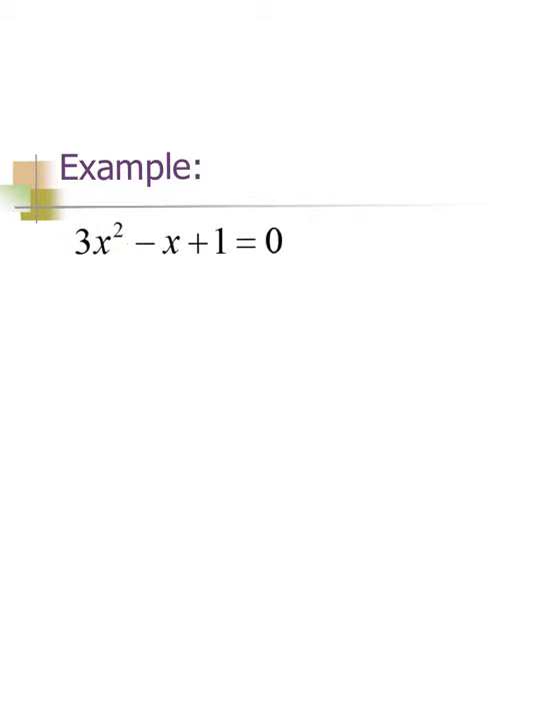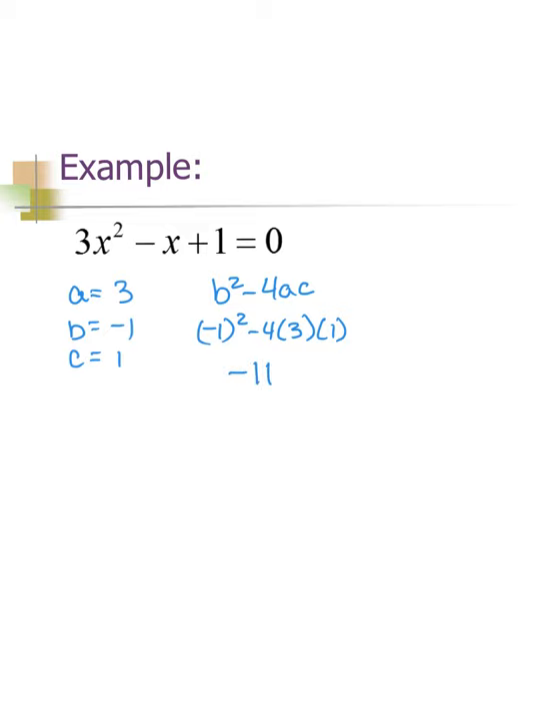Let's look at the second example. Again, it is equal to 0. So first, we're off to the side. We're going to list our A, our B, and our C. We're going to write down the formula, b squared minus 4ac. So we have negative 1 squared minus 4, 3, 1. This becomes 1 minus 12, which is negative 11. That is called my discriminant.